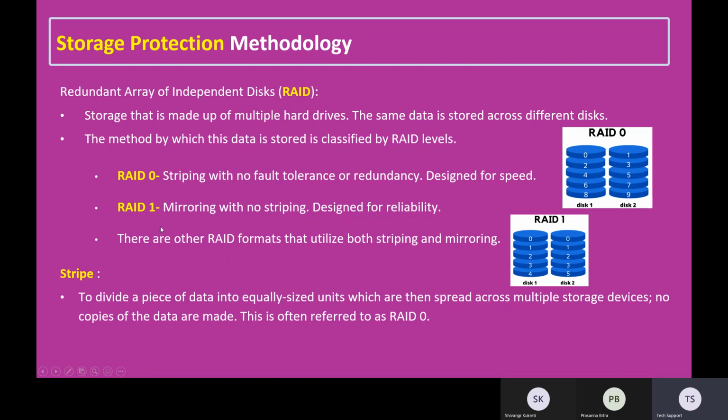Now observe RAID 1. What is the importance of RAID 1? Mirroring with no striping. Striping I will explain below. In RAID 1, there is no striping, only mirroring, designed for reliability. It is mainly a reliable method. In the RAID 1 diagram, we again have 10 hard disks, but the data is stored as 0 to 4, that is 0, 1, 2, 3, 4, and 0, 1, 2, 3, 4 again. Whatever data is on disk 1, the same data will be on disk 2. Here also 4. So the entire data is duplicated. Even though our hard disk is down, there will be no impact to our production.